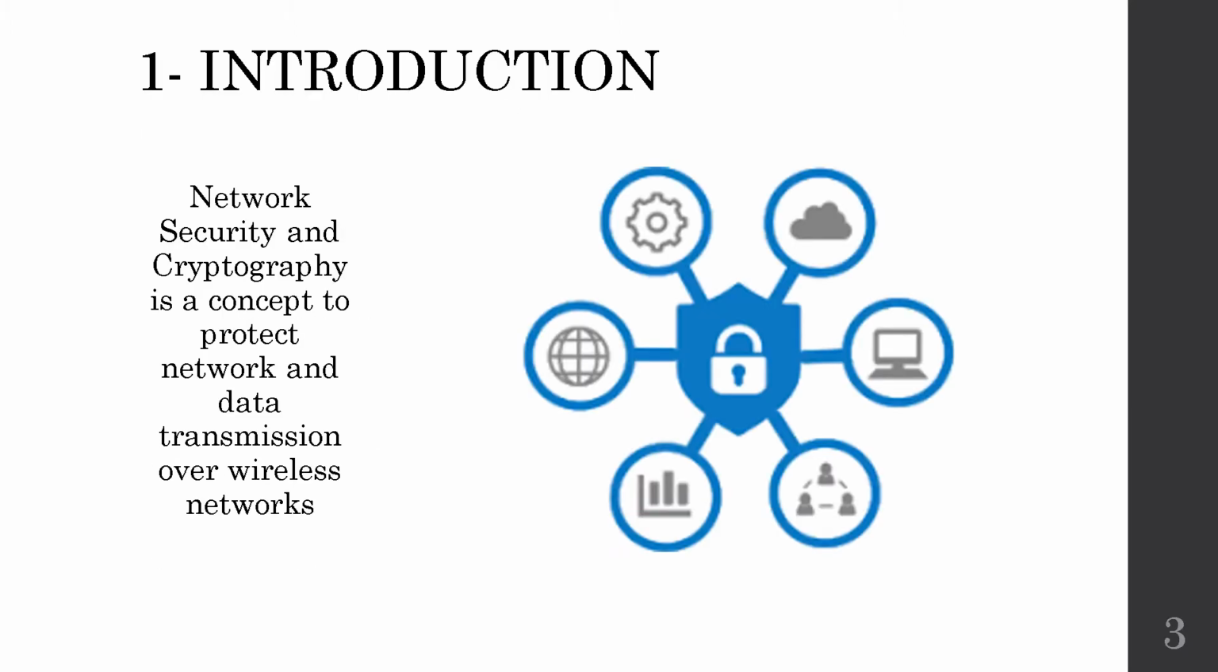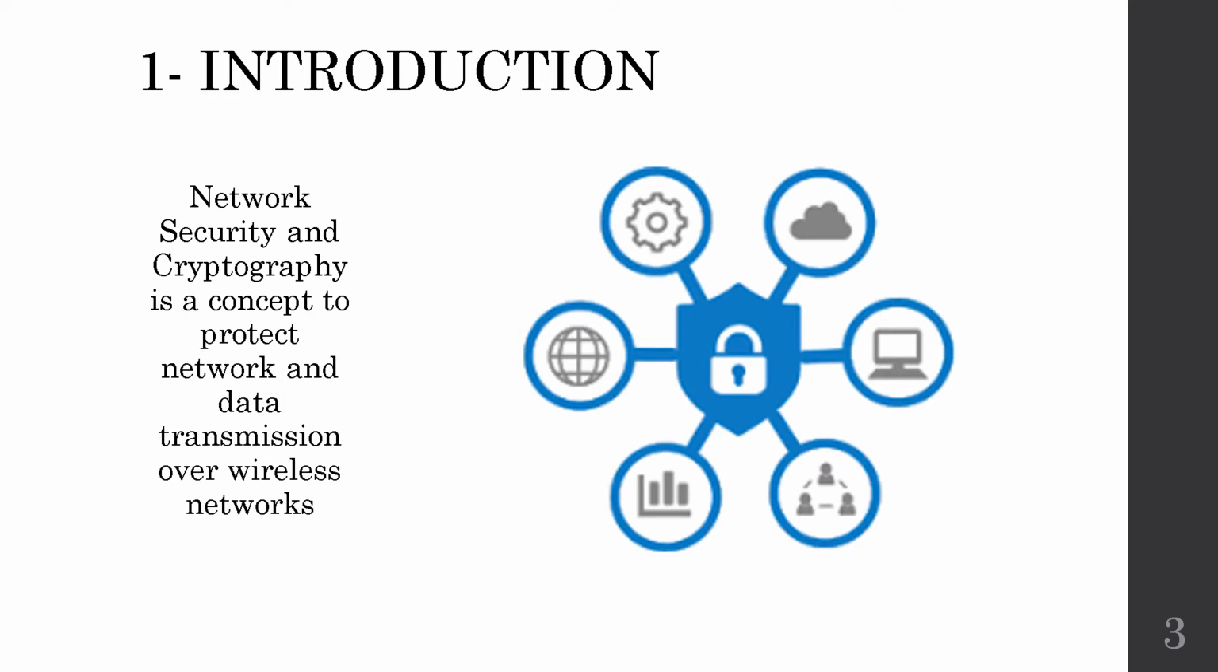In the present, security of the system is the sole priority of any organization. Their main aim is to protect their data from attackers. Network security and cryptography is a concept to protect network and data transmission over wireless networks. A network security system typically relies on layers of protection and consists of multiple components, including networking monitoring and security software in addition to hardware and appliances. All components work together to increase the overall security of the computer network.